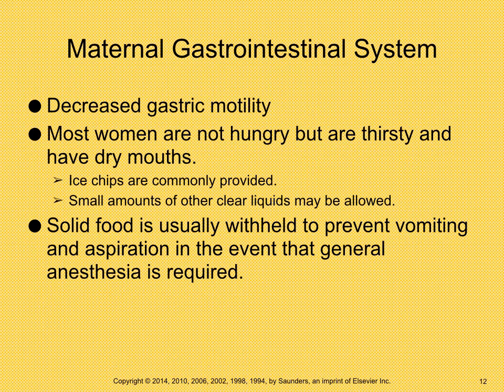The maternal gastrointestinal system is affected during labor as well. Women in pregnancy have decreased gastric motility. So most women are not hungry but are thirsty and have dry mouths. And that's just because of the motility being decreased. It takes a lot longer to move that food further down into the digestive tract. Ice chips are commonly provided in labor, and most labor and delivery places will have moms on a clear liquid diet to prevent any type of respiratory aspiration from any food particles brought in. Small amounts of clear liquids might also be allowed, like I had reported there.